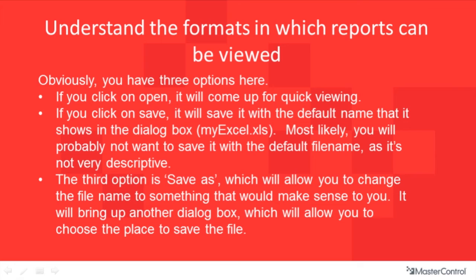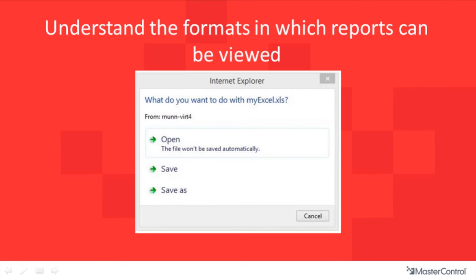The reason why I wouldn't suggest that you choose Save is because myexcel.xls is not very descriptive. You have no idea what that means. So if you download it and put it on your desktop, you go away and do something else, or maybe even you come back a week later, you're like, well, what is this report? What's myexcel.xls? Okay. So that's why I recommend that you choose the Save As option. That'll allow you to change the file name so it will make sense to you. So, that third one there, Save As. Change the file name, make it something that makes sense to you.